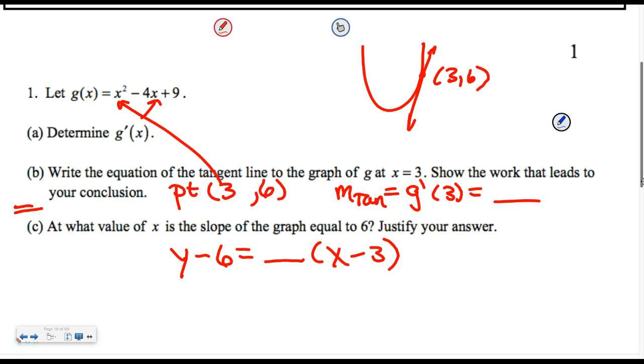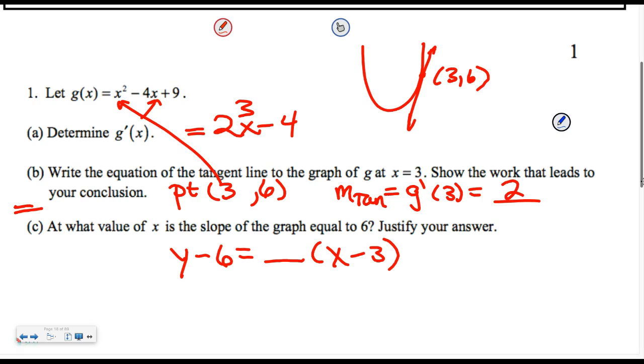Your hand was up, Megan, fairly early. How did you figure out what the slope there was? Yeah, the derivative, which from part A would be 2x minus 4. Right? And you just plug the 3 in. What was the slope there? 2. All right, so it requires a point.